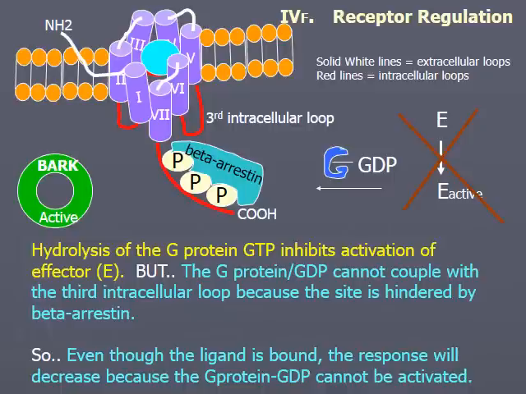So this is what we understand to be the mechanism. As that G protein's GTP got hydrolyzed, it's trying to come back to the third intracellular loop. It's blocked by the complex of beta-arrestin and the tail. And so, even though drug stays bound to the receptor, the signal falls.